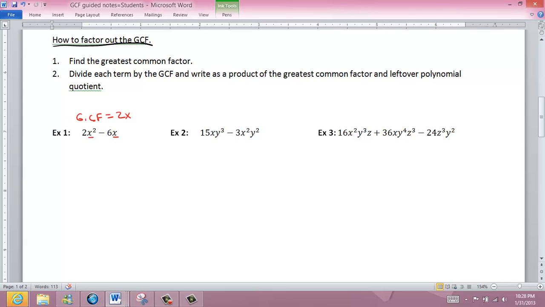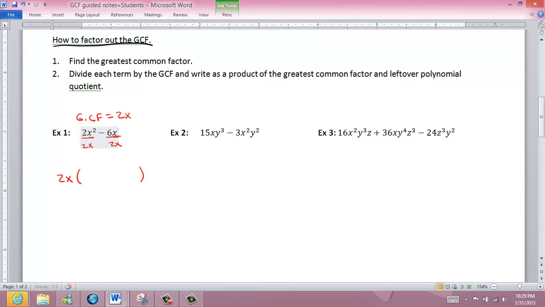Now, we're not done, because we want to factor out the greatest common factor. So, once I know what my greatest common factor is, I'm going to divide each of these terms by the greatest common factor. Once I divide, I'm going to pull my greatest common factor out and write it as a product of the greatest common factor and the leftover polynomial quotient I get. So once I'm done dividing here, that's what would go inside these parentheses. So let's look at it.